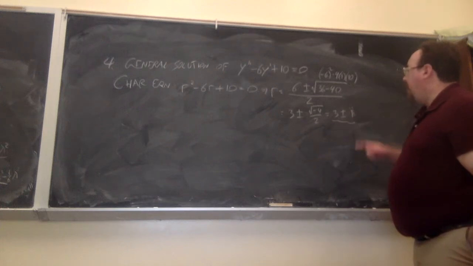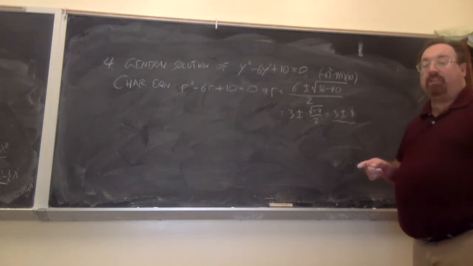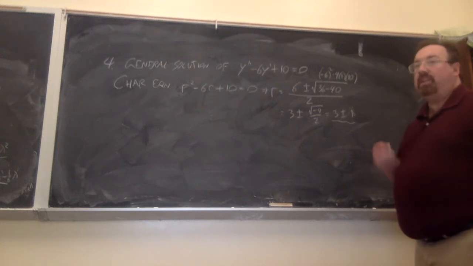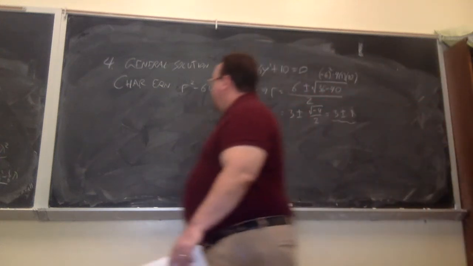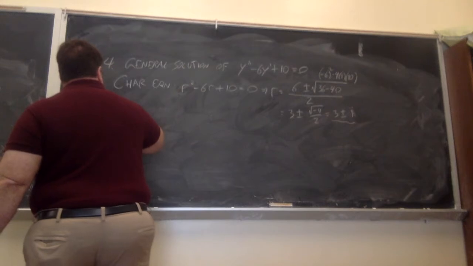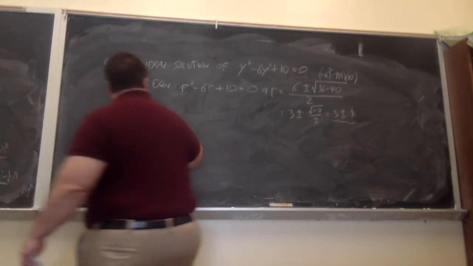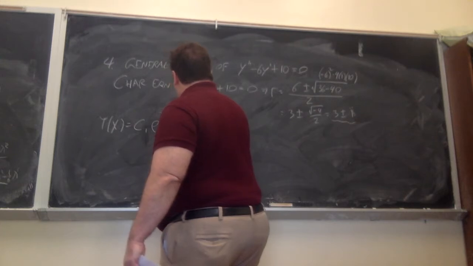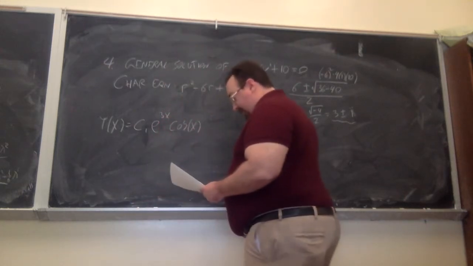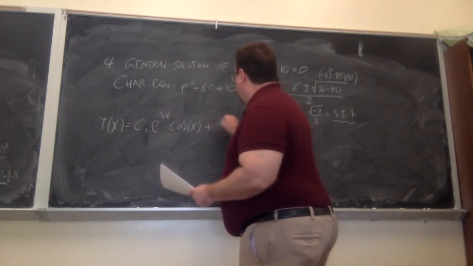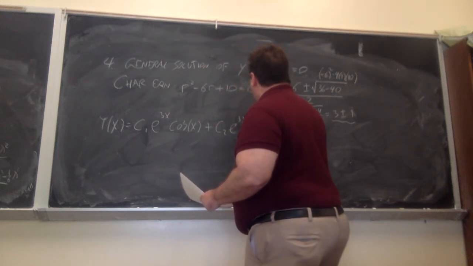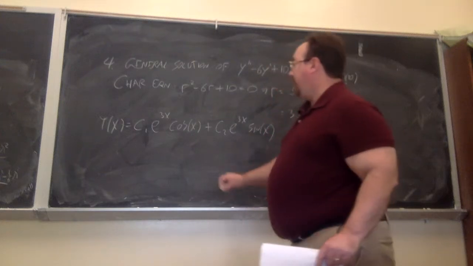The real part is 3. That goes in your exponentials. The imaginary part is 1. That goes into the sine and cosine. So we have y of x is equal to a constant, c1, e to the 3x cosine x plus c2 e to the 3x sine x. So this is your final answer, the general solution.